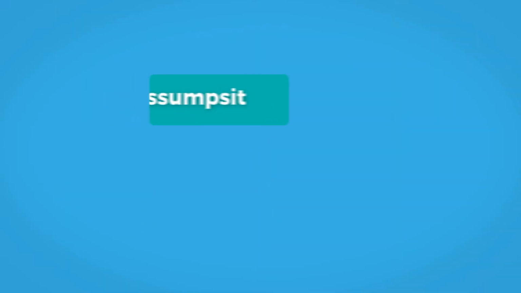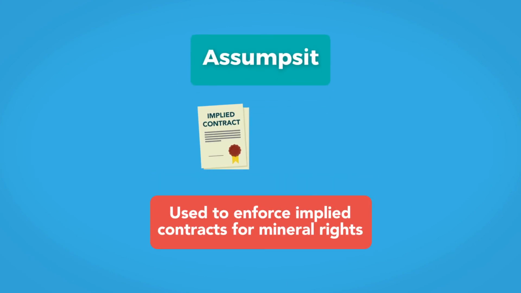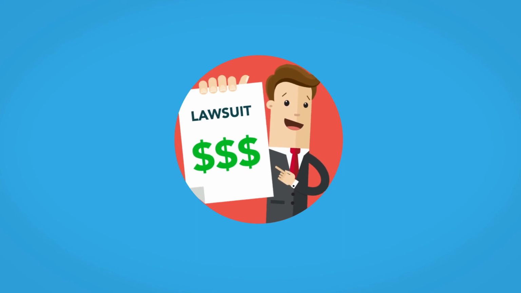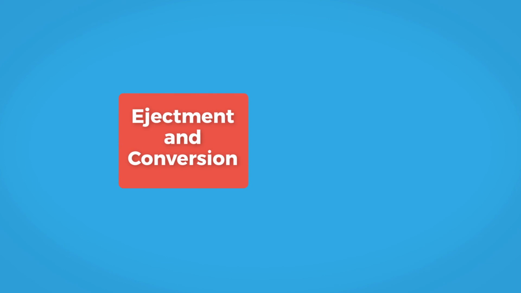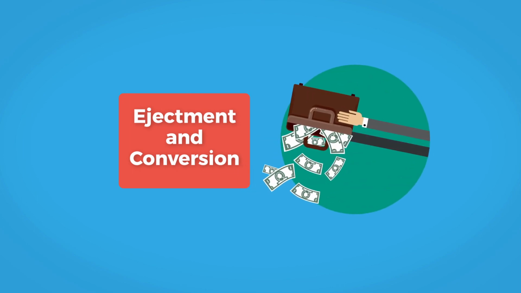Actions for assumpsit are used to enforce implied contracts for mineral rights, which may arise when extraction companies discover and tap mineral or petroleum deposits to which they don't have legal rights. In these cases, property owners may allow the operations to continue, but sue for the value that the trespassing operation should have paid to obtain the mineral rights in the first place. A contract would be implied by the nature of the landowner's tacit assent to the operations. Otherwise, the property owner may choose to sue for ejectment and conversion, which would remove the trespasser and require her to pay compensation for the value of the minerals removed from the land.